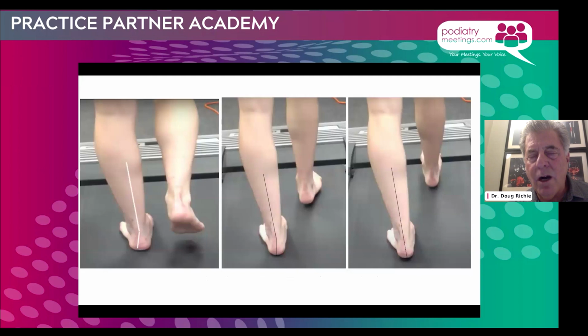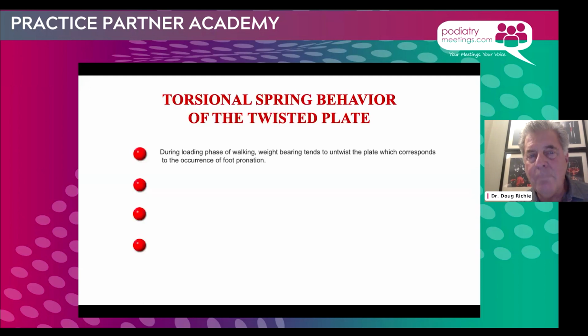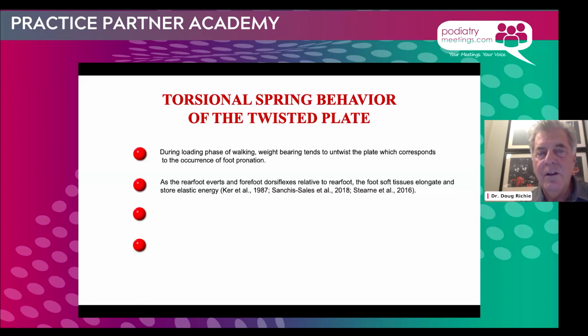When we watch people walk and we do gait studies, we know that as the foot untwists after heel contact, it begins to twist into propulsion. There's both a loosening and an increase of compression through the bones of the arch, the medial, lateral, and transverse arches. During the loading phase, the foot plate untwists as the rear foot pronates and the forefoot supinates. There's also sagittal plane dorsiflexion of the forefoot. This causes the soft tissues, the plantar ligaments, to elongate and store elastic energy.